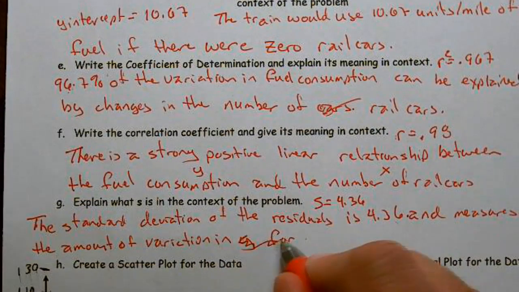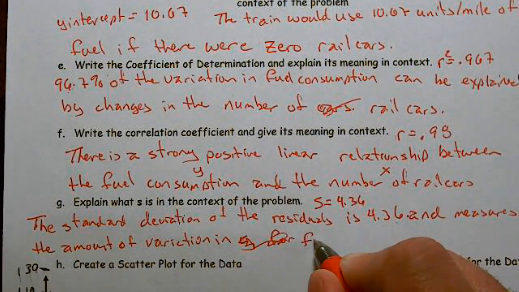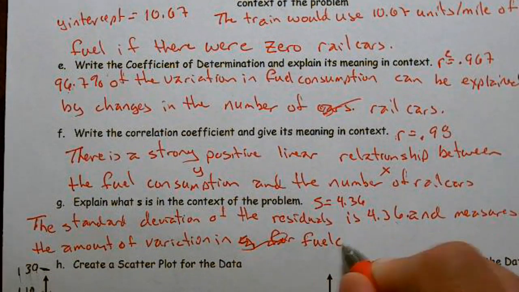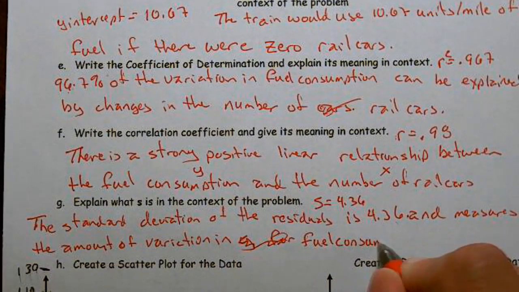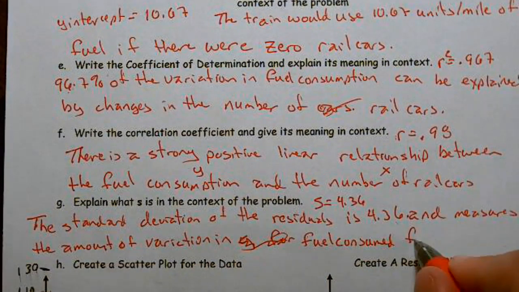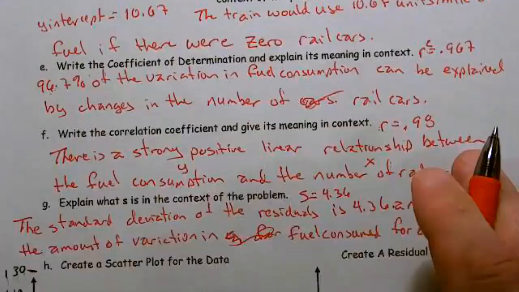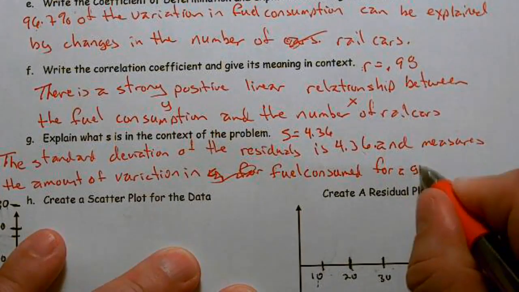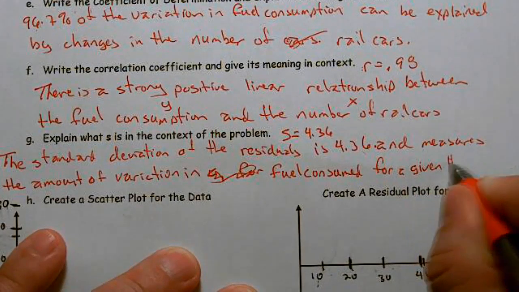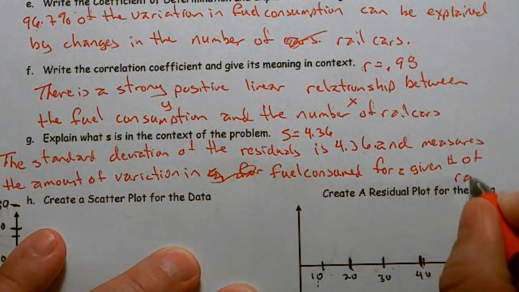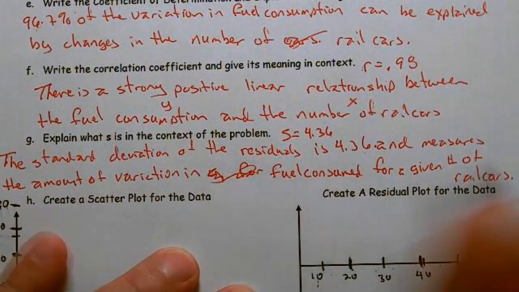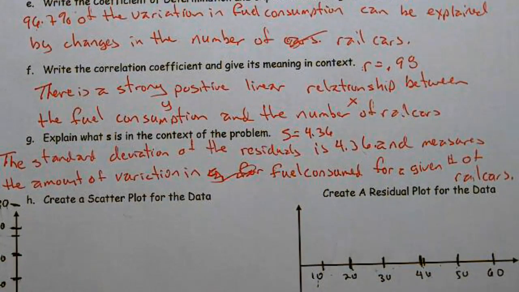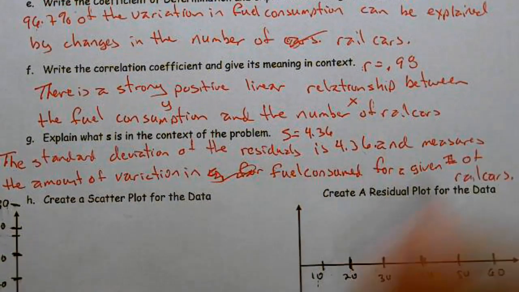Or excuse me, I said Y, I should say in fuel consumed. So I always need to keep it in context for a given number of rail cars. All right, the standard deviation of the residuals is 4.36 and measures the amount of variation in fuel consumed for a given number of rail cars. Perfect. All right. I ran out of room, so I abbreviated.